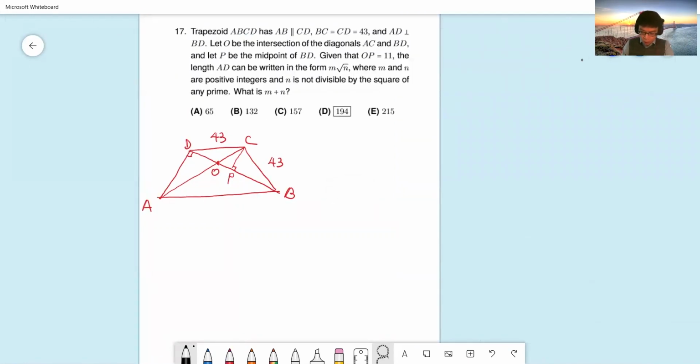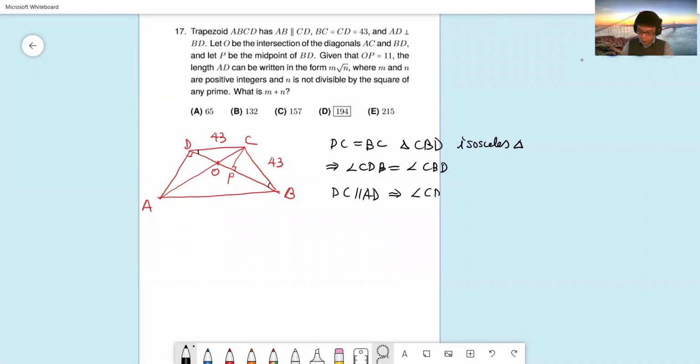So because DC equals BC, triangle CBD is isosceles. That means we have angle CDB equals angle CBD. These two angles are the same. But on the other hand, because DC is parallel to AB, we have angle CDB equals angle DBA. So these three angles are all the same.